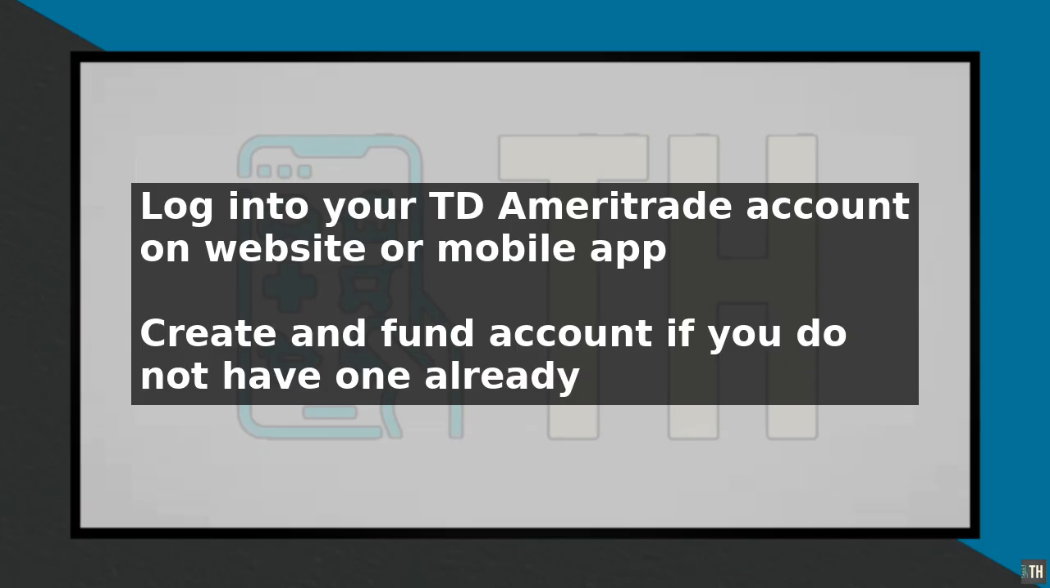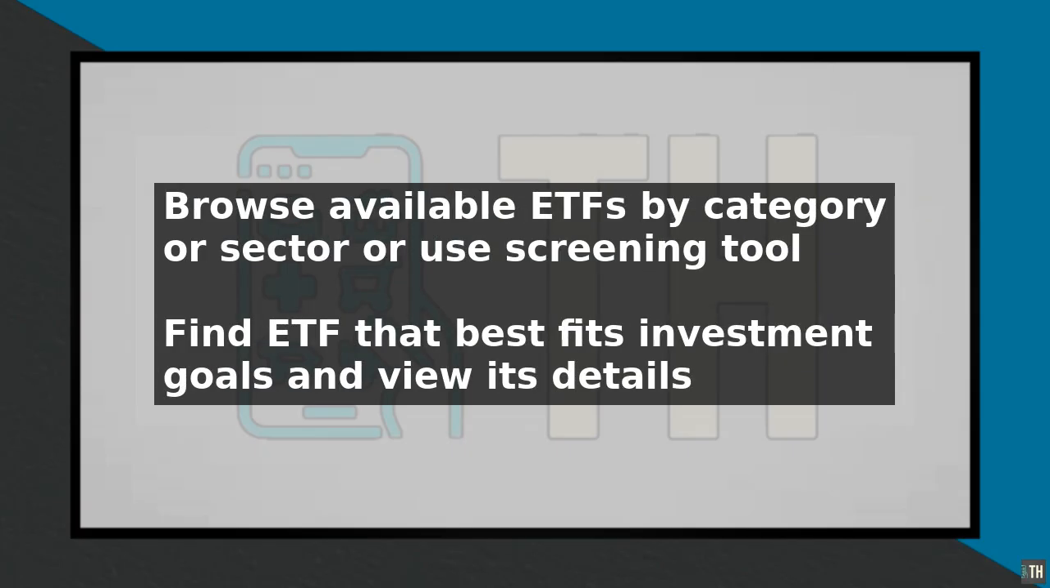In the search bar, you can browse through the available ETFs by category or sector, or use the screening tool to find the one that best fits your investment goals. When you find the ETF you want to buy, click on it to view its details, including its current price, trading volume, and performance charts.